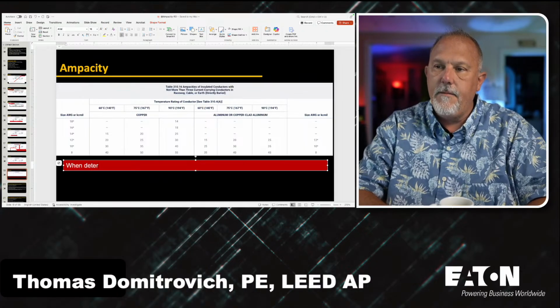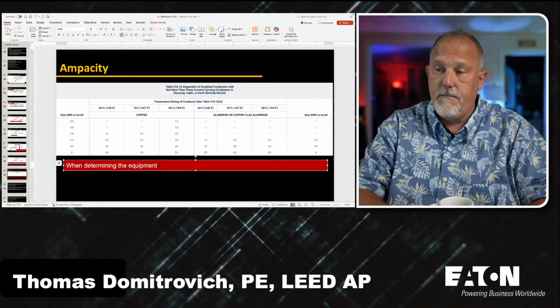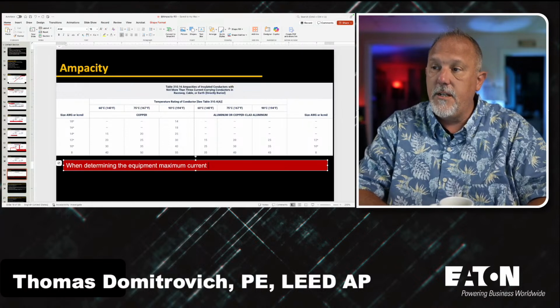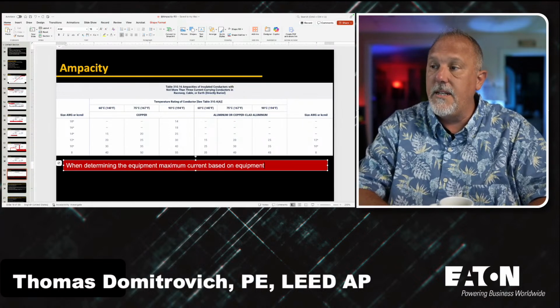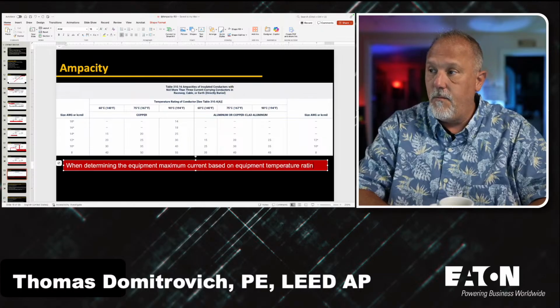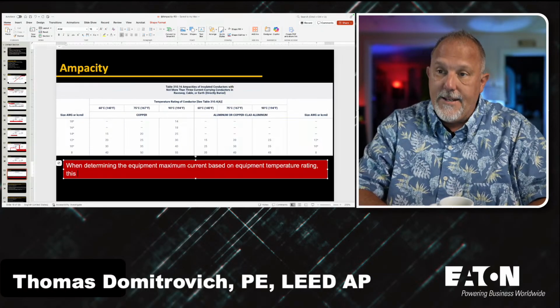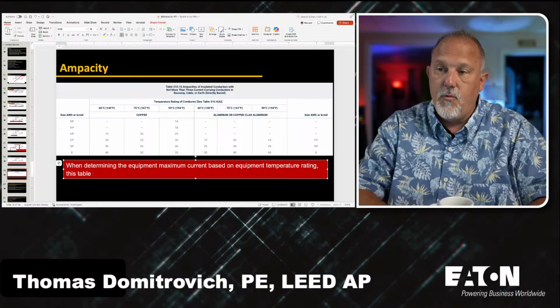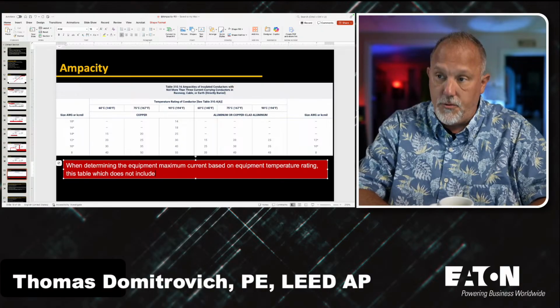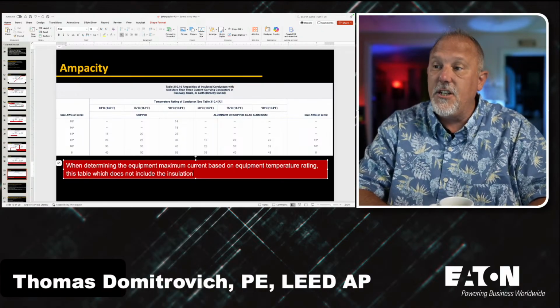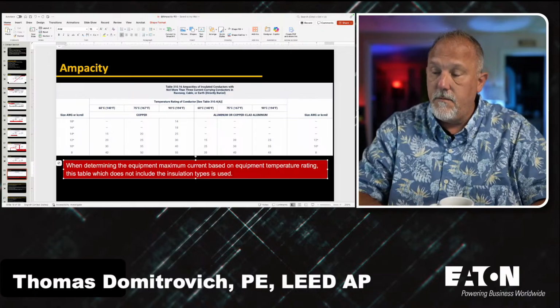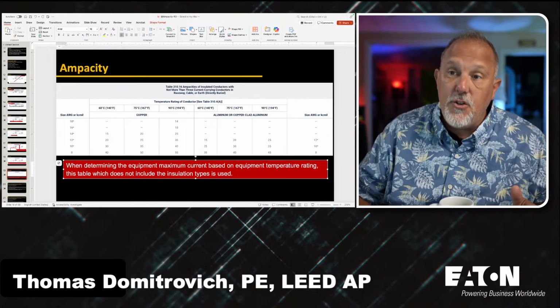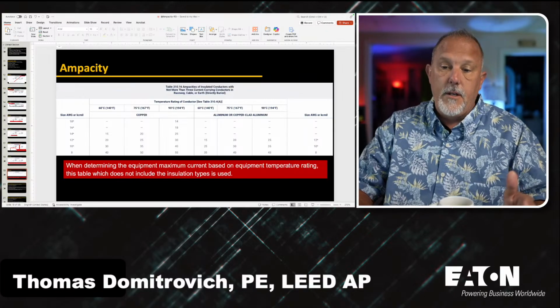When determining the equipment maximum current based on equipment temperature rating, this table, which does not include the insulation types, is used. Because this is what used to confuse me.